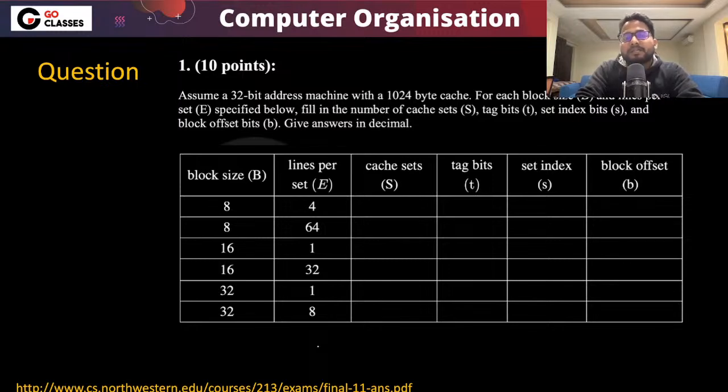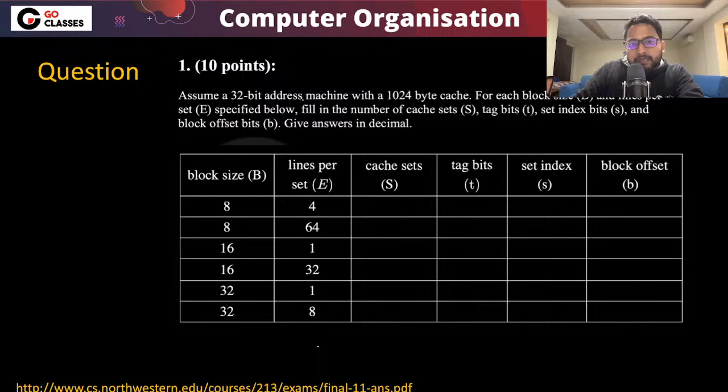So what they are saying, they have given you some numbers, and then they are asking you to calculate the other numbers. They have given the block size and lines per set, which means the associativity. They're asking you cache sets. How many sets are there? Suppose they are saying that block size is 8. That's fine. Lines per set, so they are saying that this is 4-way set associative. First, you have to find out how many lines are there.